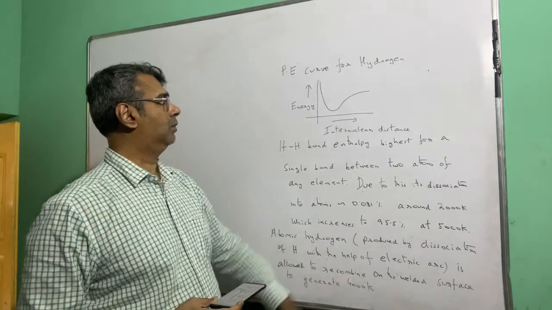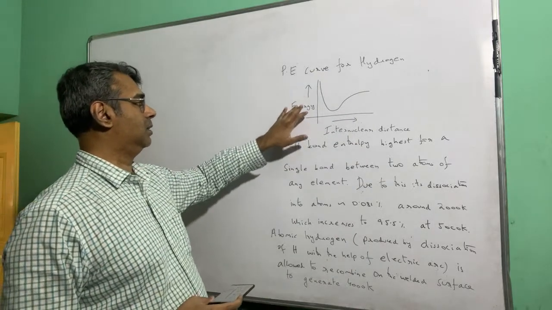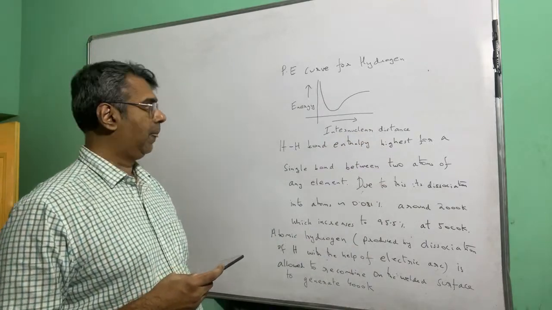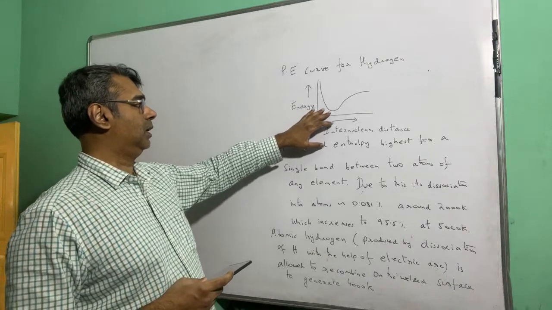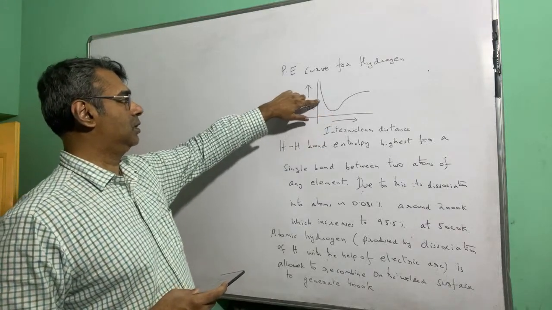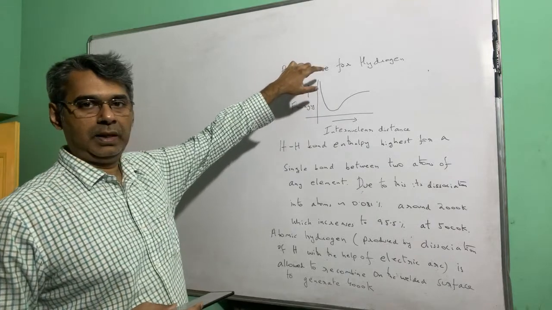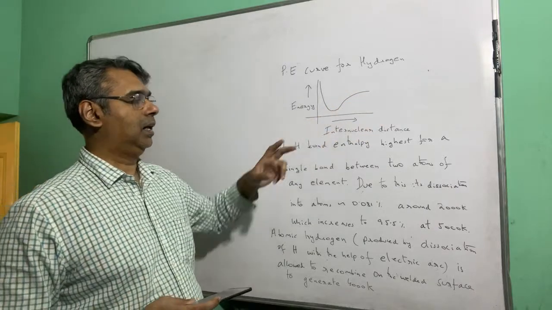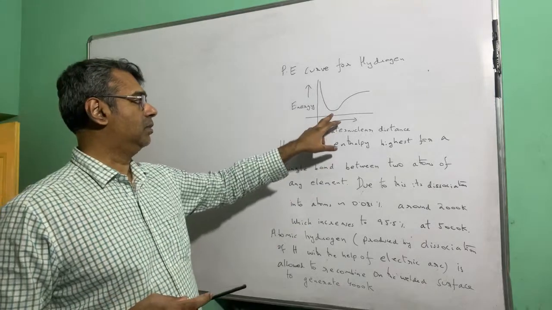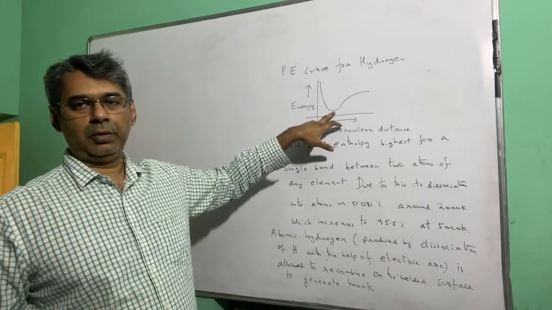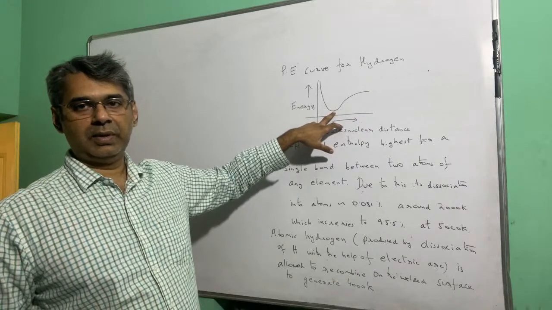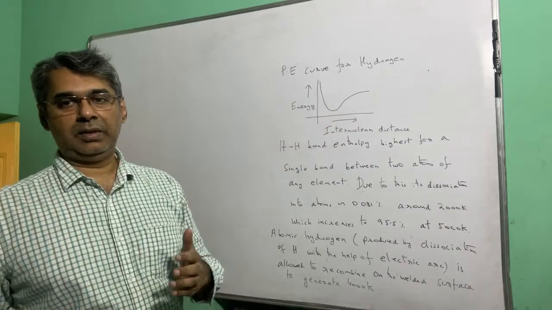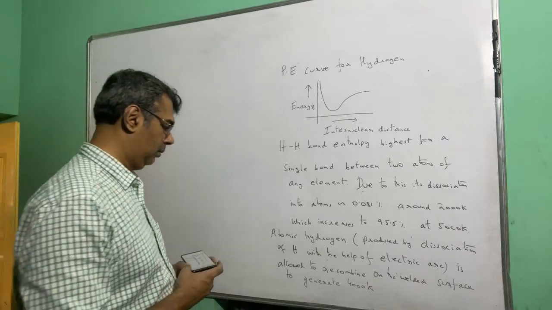So, the potential energy curve for hydrogen. The y-axis is energy, the x-axis is internuclear distance. You can see that when the hydrogen atoms are very close, there is repulsion, so the energy is very high, and when they are far apart, there is hardly any interaction. But when attraction and repulsion balance, that is around 74 picometer, the internuclear distance between hydrogen atoms when they combine to give a hydrogen molecule. This is the distance when the repulsion and attraction balance and you get the hydrogen molecule.